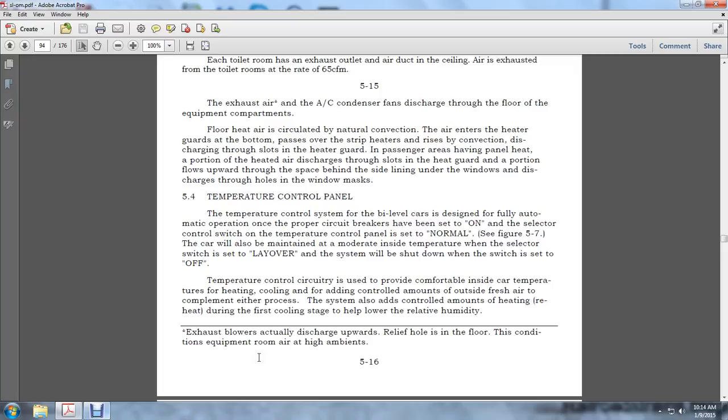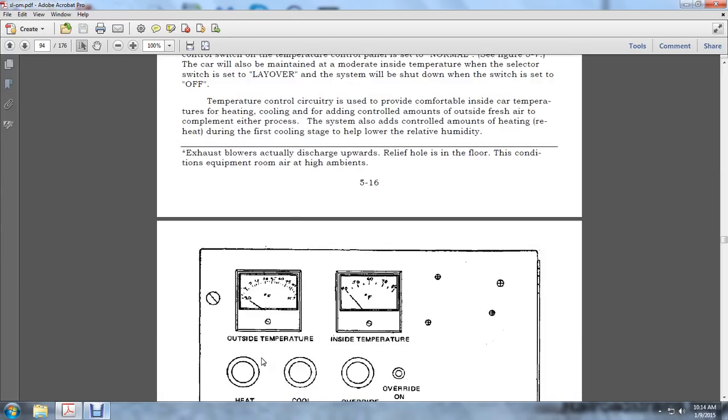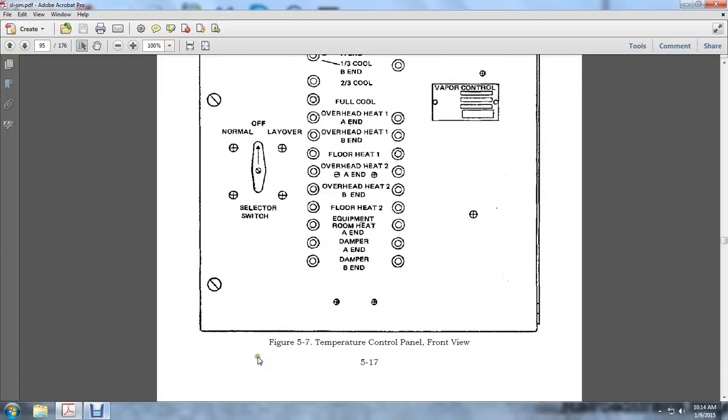The temperature control circuit tree is used to provide the comfortable inside temperature of the heating of the car, cooling, and adding a controlled amount of the outside fresh air in the complement. Either process. This system also provides a controlled amount of the heating or reheating during the first cooling stage to help lower the relative humidity. Note that the exhaust blowers actually discharge upwards, relieve the hole in the floor, the conditions equipment's room into the high ambience. This is picture 5.7.